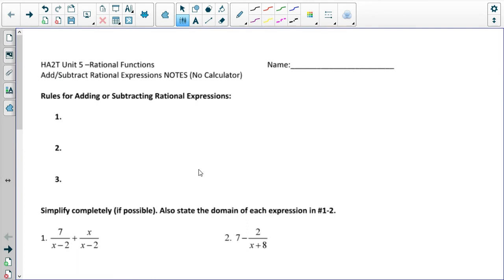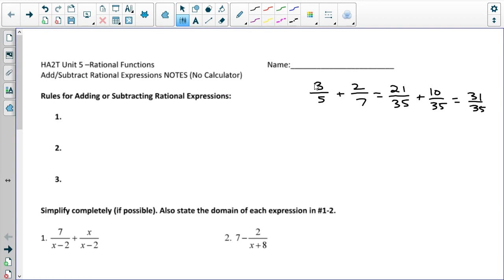The rules for adding or subtracting rational expressions all come from adding or subtracting fractions back when we were in grade school. So if we have something like 3/5 plus 2/7, I couldn't add them without getting a common denominator. In this case, I would make a common denominator of 35. And so I would have 21/35 plus 10/35, and I would get 31/35. I have to get a common denominator in order to add the numerators together.